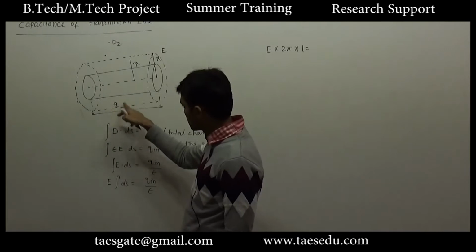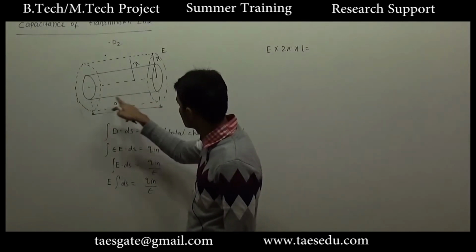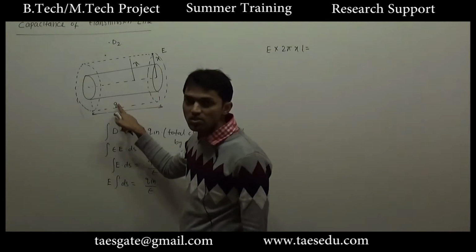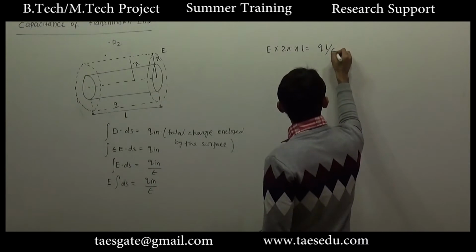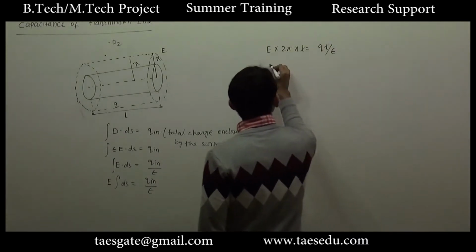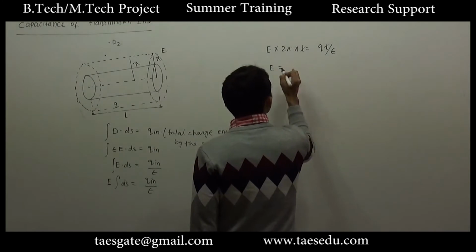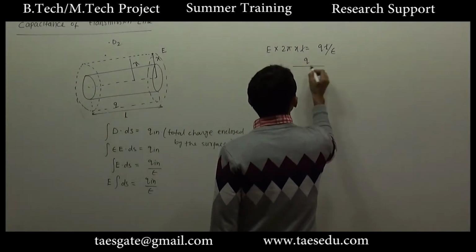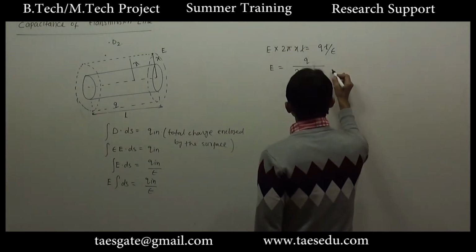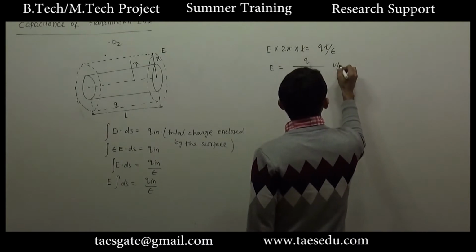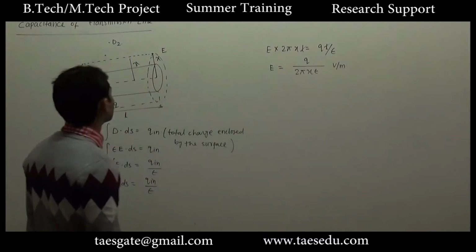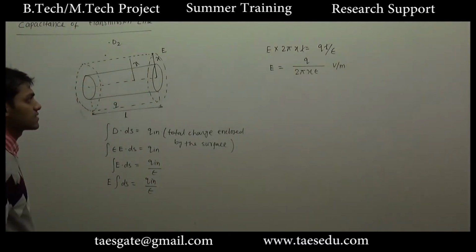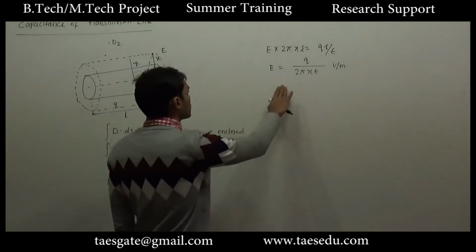Now Q is the charge per unit length. So the total charge from here to here will be charge per unit length into the length, Q into L divided by epsilon. So L and L will be cancelled. So E will be Q divided by 2 pi x epsilon volt per meter. Okay. So at any distance x, electric field can be given by this formula.